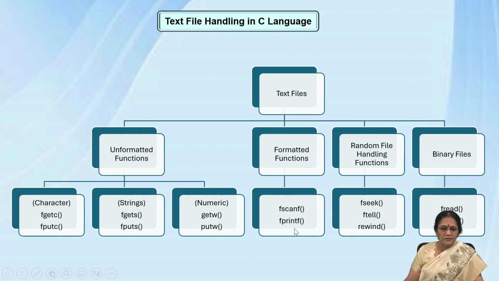In all the unformatted functions, we do not get the privilege of formatting data and placing it in the files, but fscanf and fprintf will help us to format data and put it in the files in a very detailed formatted way. Whereas if in a particular text file we want to work in random mode, get into a random place and then do some operations on the file, we use the functions fseek, ftell and rewind. Whereas for binary files, we have fread and fwrite.